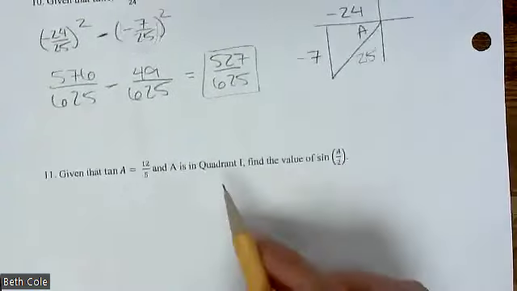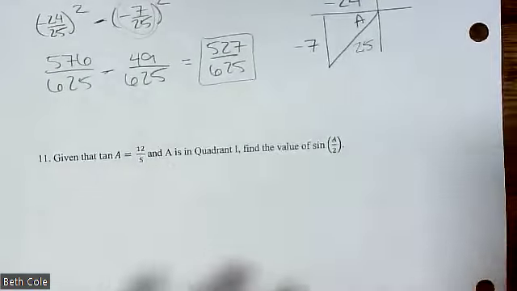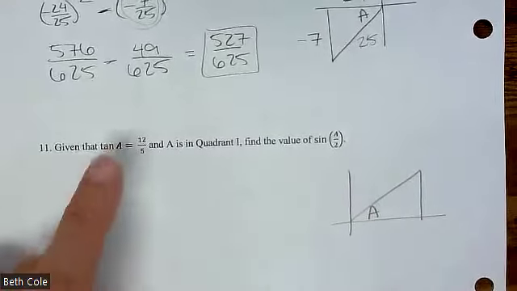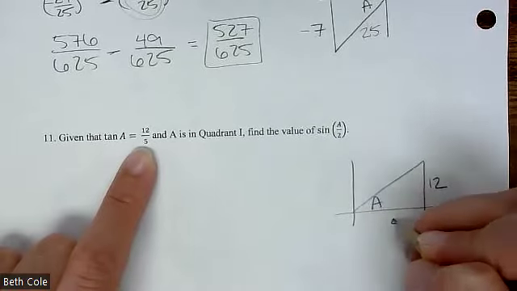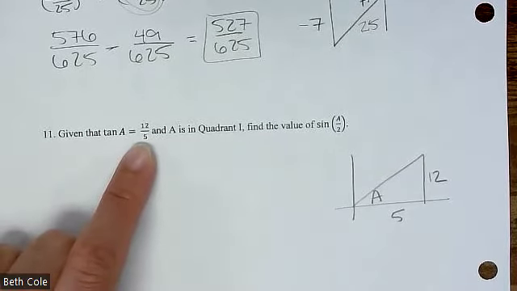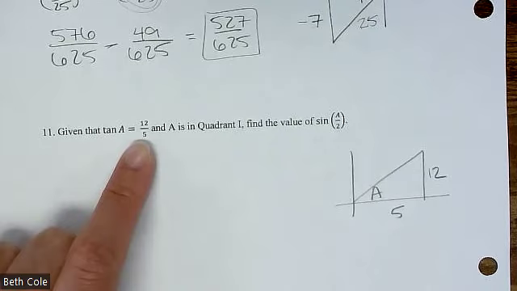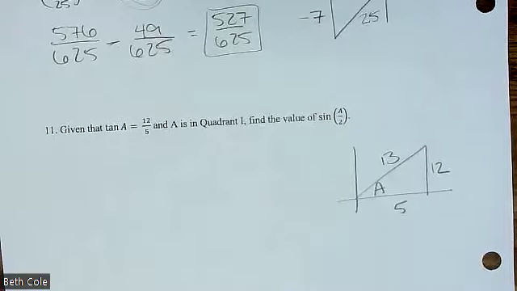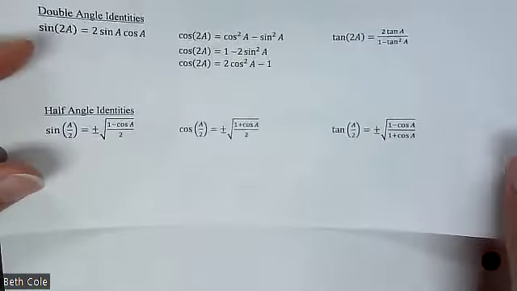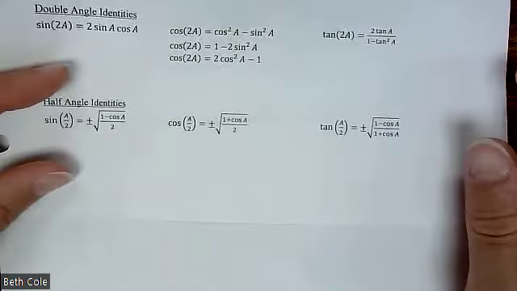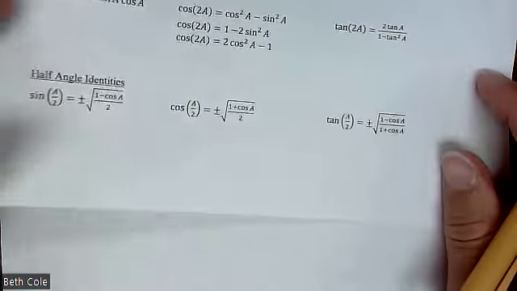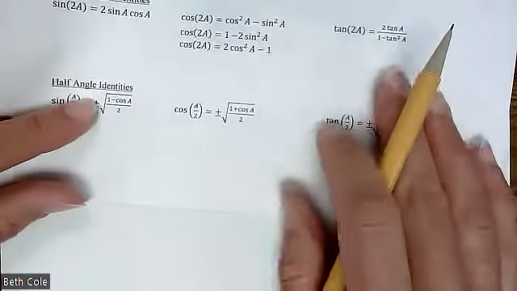All right, and then last one. Tangent of A is 12/5, quadrant 1. I love quadrant 1. Everything is going to be positive. So tangent is opposite over adjacent. Do you remember this one? 5, 12, 13. Good. All right, so it says sine of A over 2. These all have plus minuses depending on what quadrant. I made it quadrant 1, so it's going to be what? Positive. So just basically ignore the plus minus there.